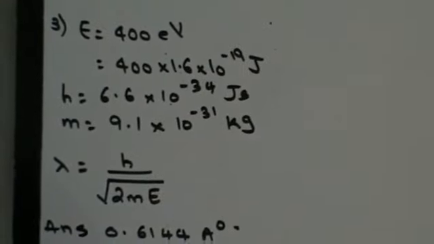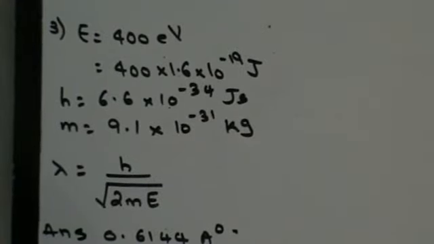What is the de Broglie's wavelength of a 2 mega electron volt photon, if the mass of the photon is 1.67 into 10 raised to minus 27 kgs?